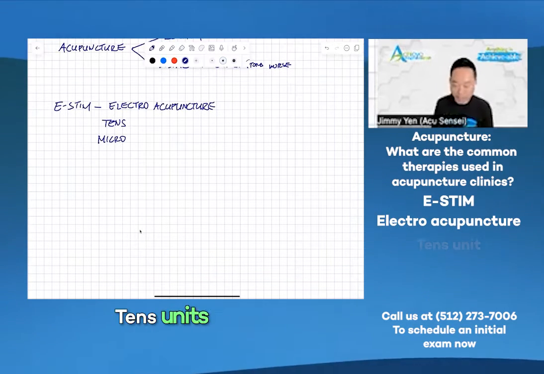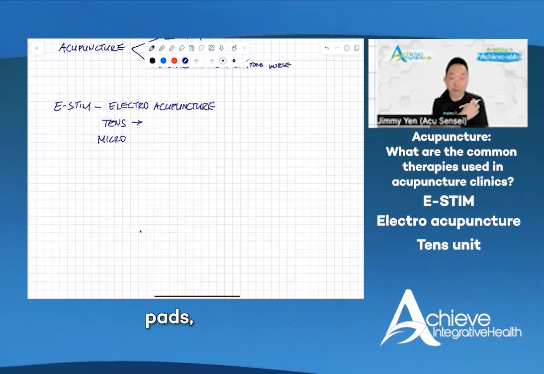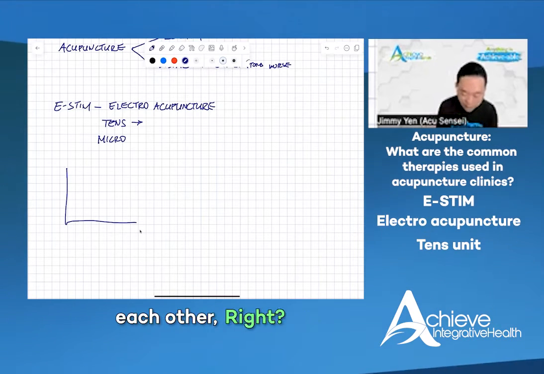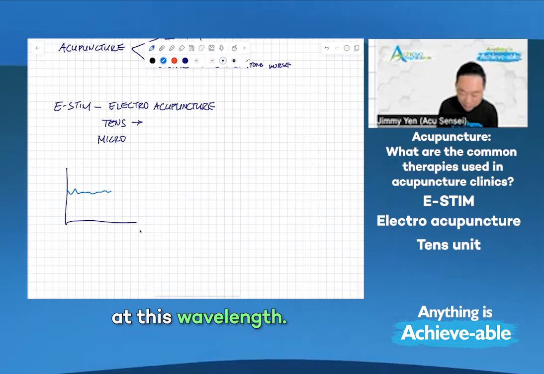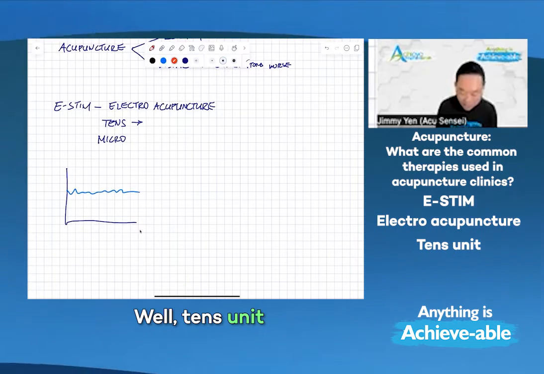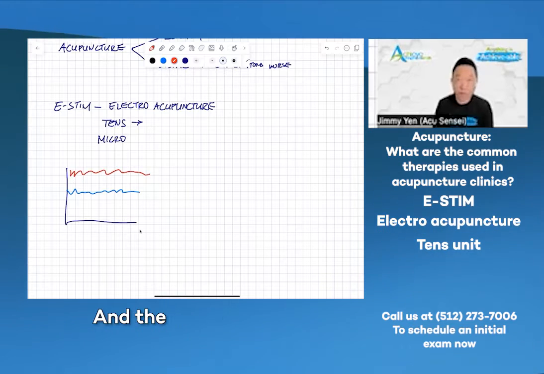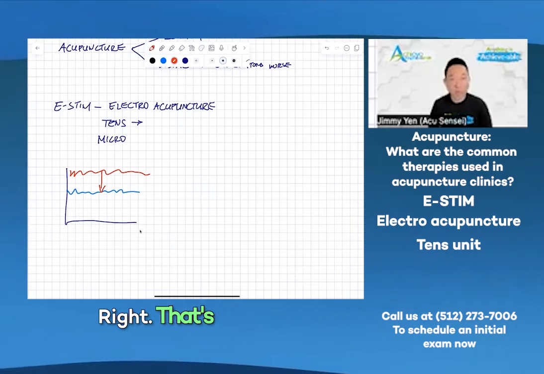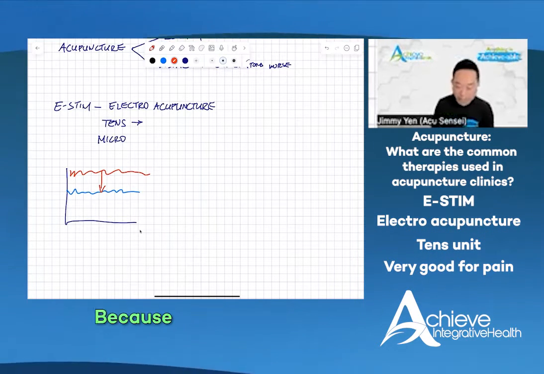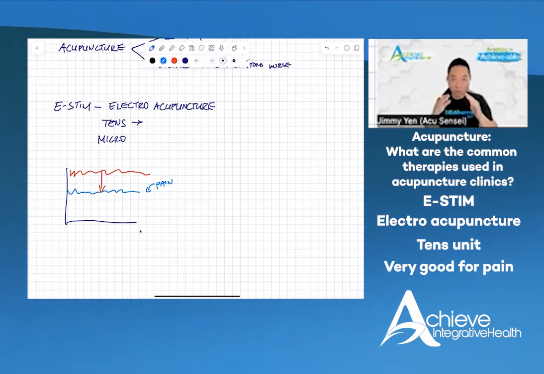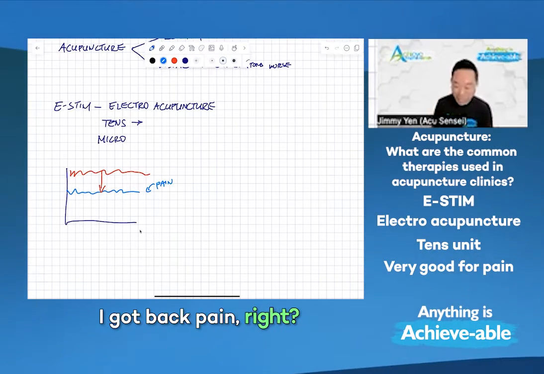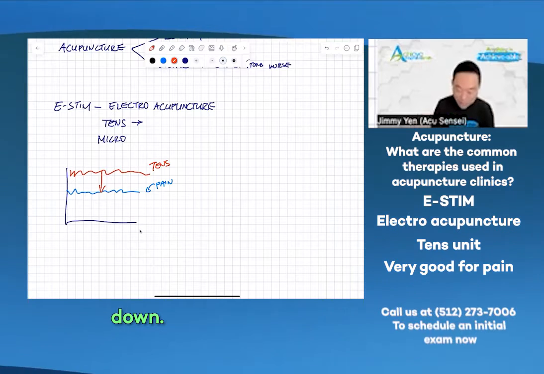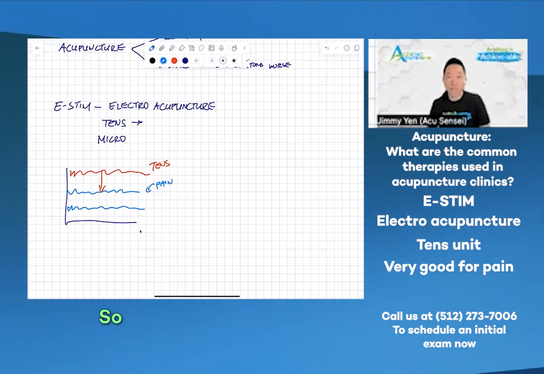So what's the difference? TENS units are like, you know, when you go to physical therapy and they put these little pads, right? That is a TENS unit. If you imagine our bodies, our cells, our nerves communicate with each other at a certain wavelength. Well, a TENS unit communicates at a different wavelength, and its purpose is to suppress the message in your nerves. That's why TENS units are very good for pain, because if you imagine this is pain, your cells are communicating, you're like, oh, I got back pain, and then the TENS unit comes in and pushes that pain signal down, so you feel less pain. That's what a TENS unit does.